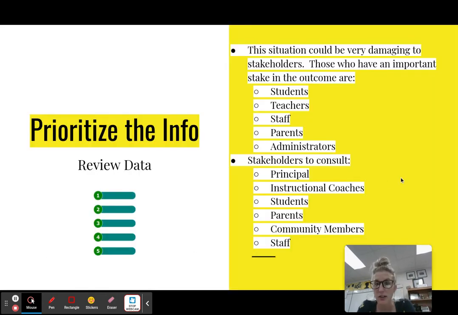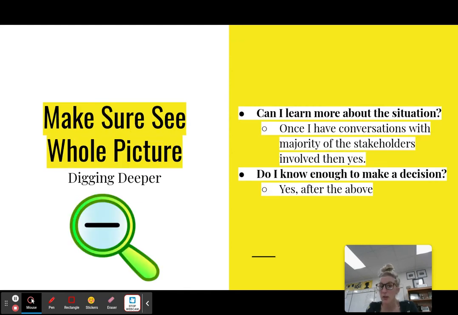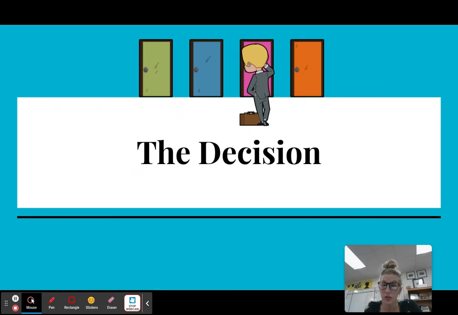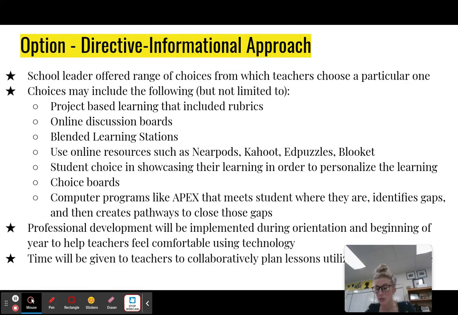Prioritized information. This could be very damaging to many stakeholders, depending on what I do and whether or not this mindset shift occurs. Students could be affected, teachers, staff, parents, administrators. Stakeholders to consult on my decision and how I implement it: principal, instructional coaches, students, parents, community members, and staff. Can I learn more about this situation? I need to have conversations with some of those stakeholders I mentioned in the slide before to get some feedback and what they feel like they need from me in order to make this change. And once I do all that, I will have enough information to make my decision and, more importantly, implement my decision.